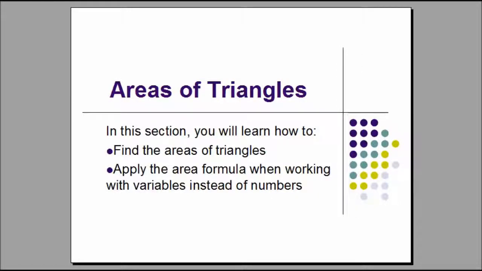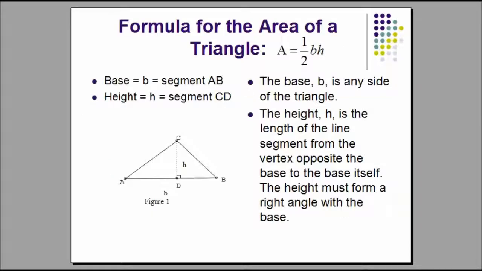In this section, you will be asked to find the areas of triangles, and you will also be asked to use the area formula when you are given variables instead of numbers. The area formula for a triangle is A equals 1/2 BH, where B is the base and H is the height. If you look at the diagram on the left, the base B is line segment AB in the triangle, and the height H is segment CD.